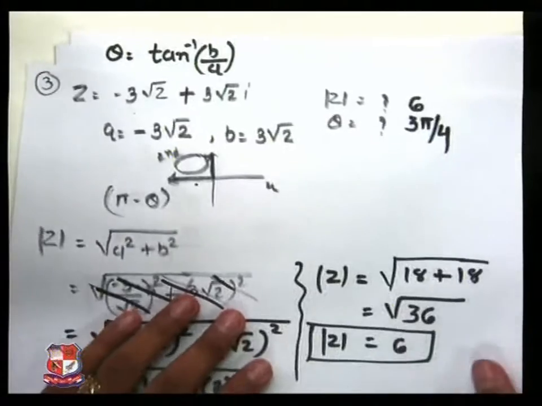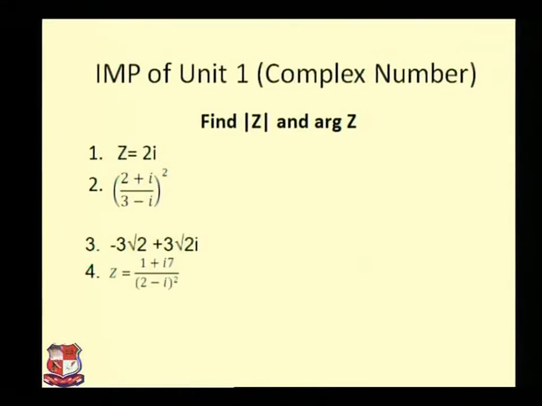Now we move to our next question. Our next question, the fourth one, is z is equal to 1 plus I, divided by 2 minus I square.